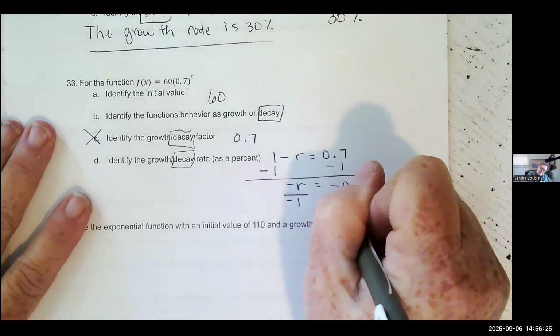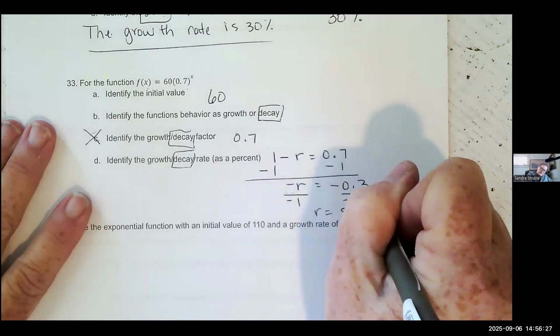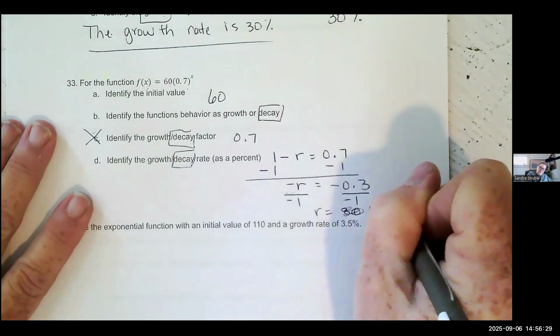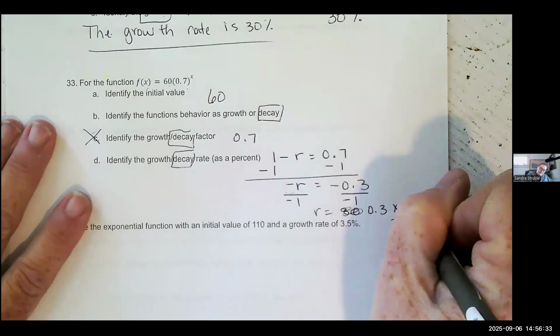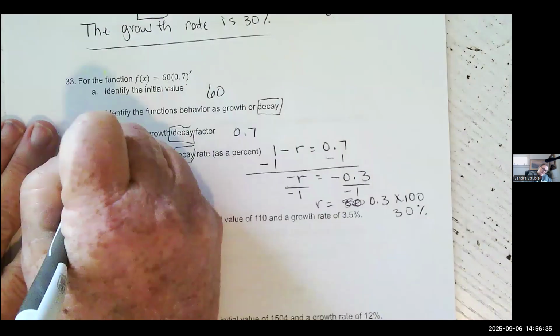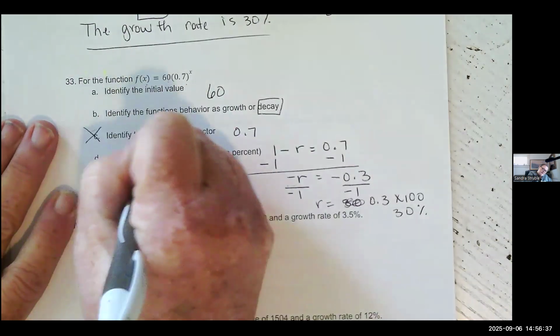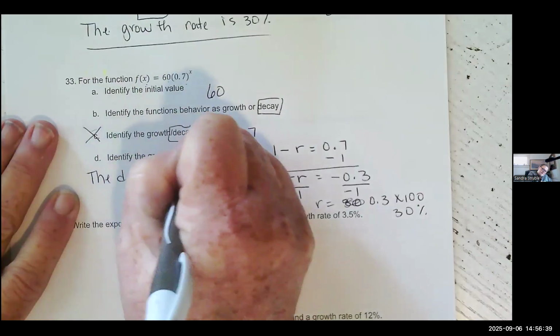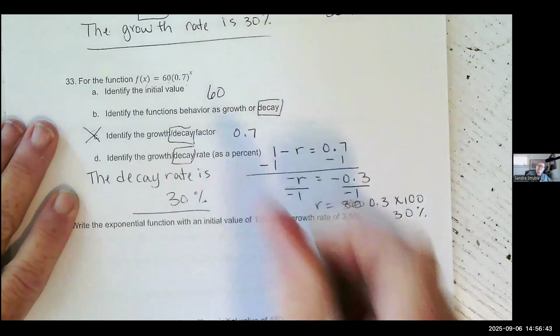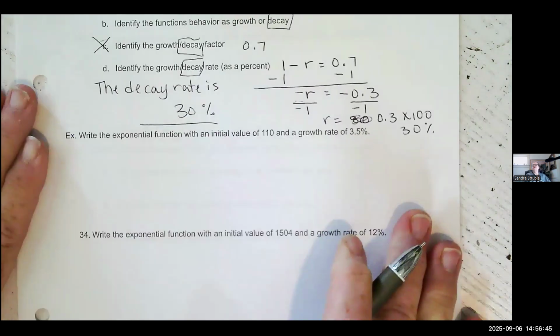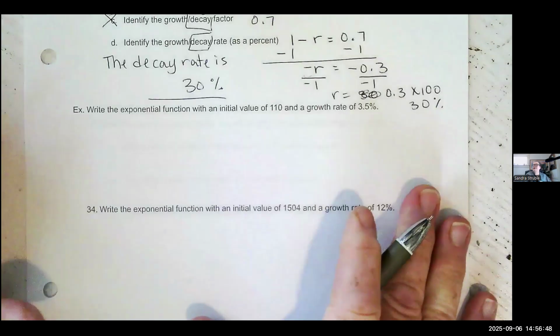Oh, I haven't done that yet. So sorry. 0.3. Now multiply by 100. And don't forget your percent symbol. So the decay rate is 30%. Okay. Let me know what questions you have regarding that.